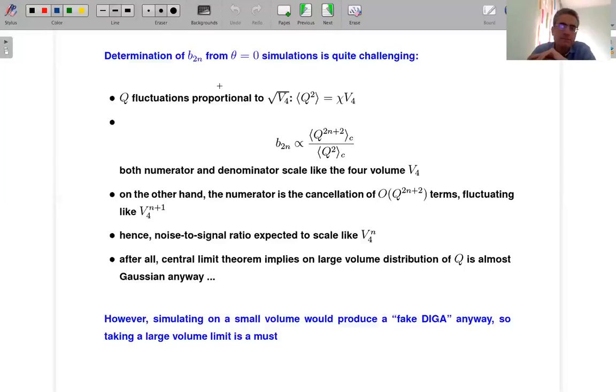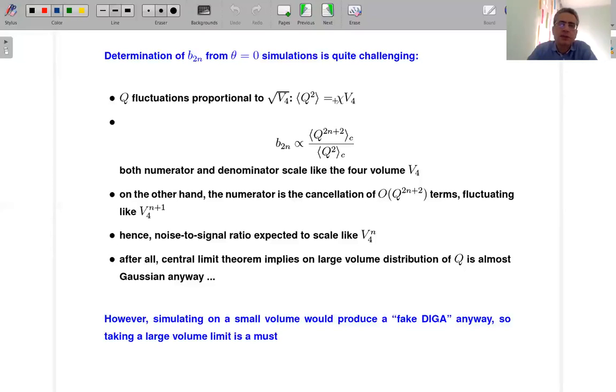So your task, to detect the value of these B2N coefficients, is to measure these small deviations from a Gaussian, from a distribution which is approaching a Gaussian in the large volume limit. So the task is more and more difficult as you approach the thermodynamical limit in your lattice. You can look at the problem in another way.